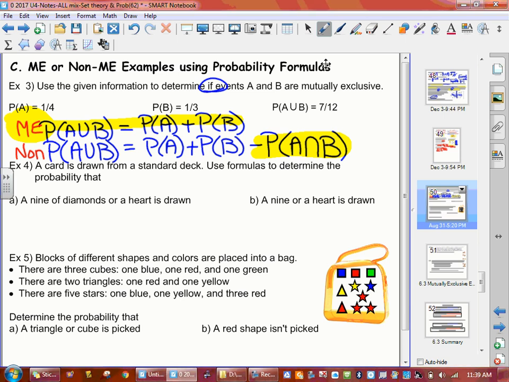If this is true, that means the left side of the equation will equal the right side of the equation. So if I take the probability of A, 1 over 4, and add it to the probability of B, 1 over 3, they should give me that. That's what our first equation tells me. I'm going to do the work just below here. A or B is 7 over 12. So 7 over 12 is the A or B.